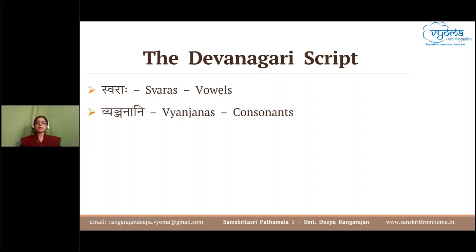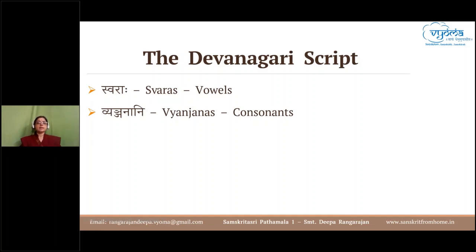Then we also saw the classification of consonants based on the amount of stress involved as Mridu Vyanjanas and Karkasha Vyanjanas. The first 2 letters of the Vargas and Sha, Sha, Sa form the hard consonants or the Karkasha Vyanjanas, and the letters 3, 4, and 5 of the Vargas and Ya, Ra, La, Va form the Mridu Vyanjanas.